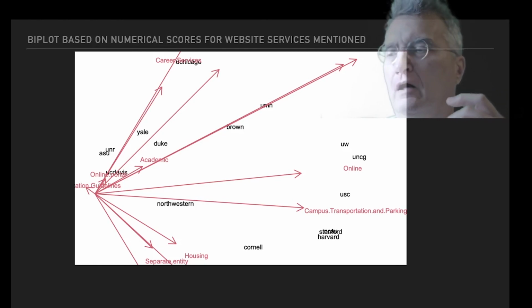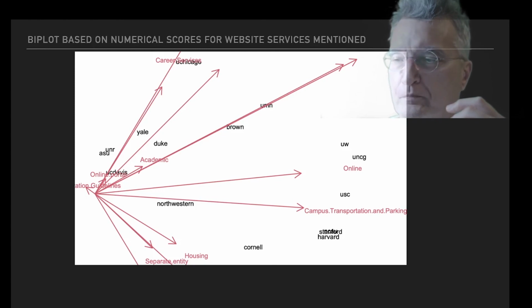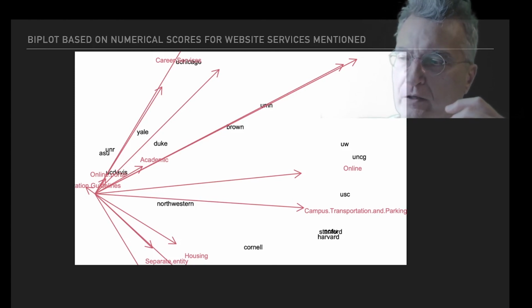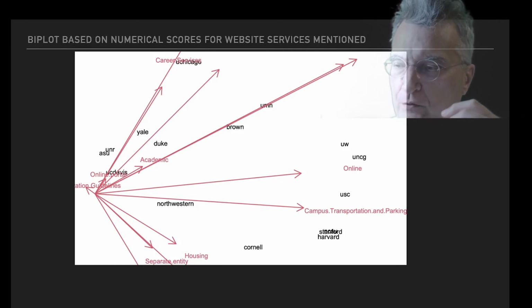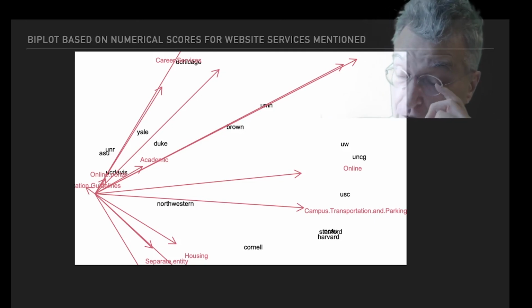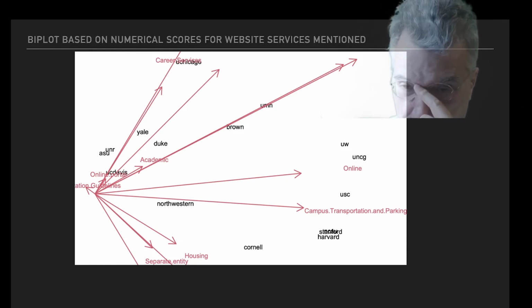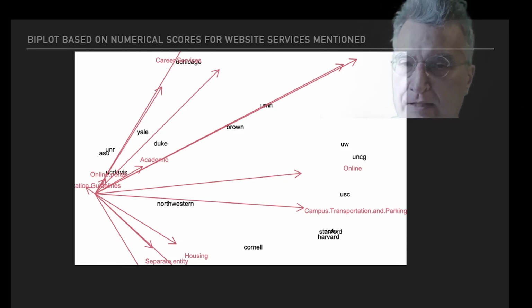And almost all of the vectors point in roughly the same direction. They all sort of point to the right, except for documentation guidelines. So documentation guidelines was an outlier. The way that websites scored on documentation guidelines differed substantially from the way they scored on other measures.